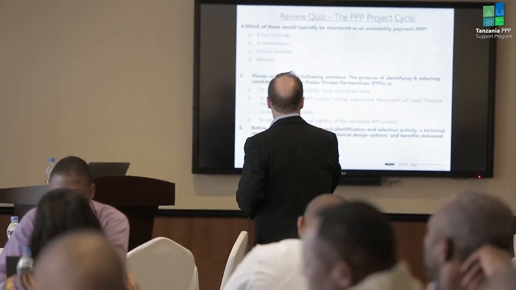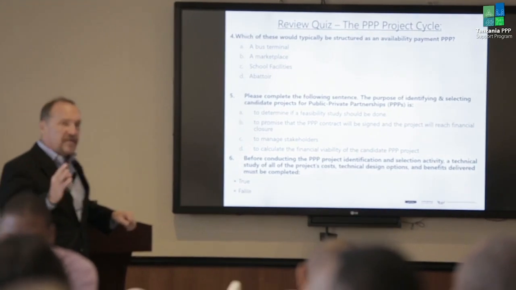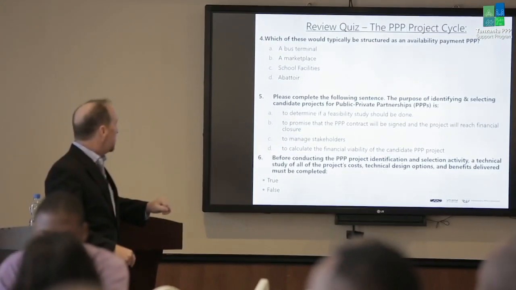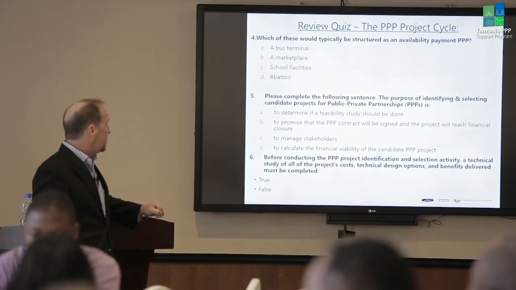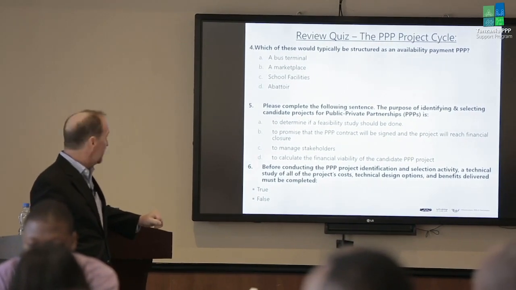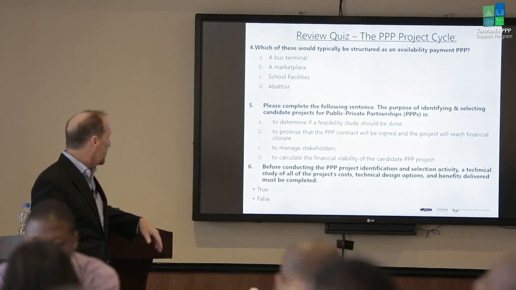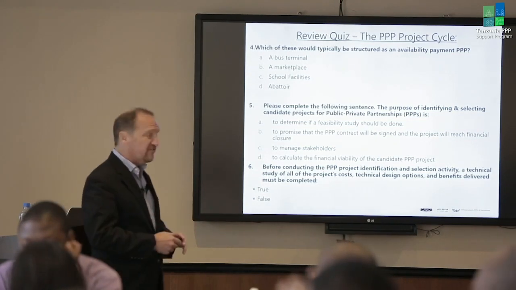All righty. Number 4, which of these would typically be structured as an availability payment PPP? Is it A, a bus terminal, B, a marketplace, C, school facilities, or D, an abattoir? C. Correct, C, school facilities. Very good.